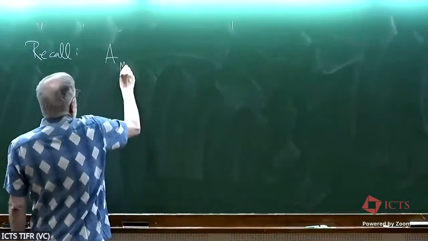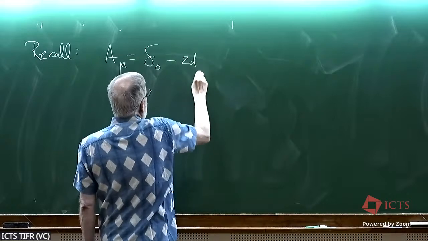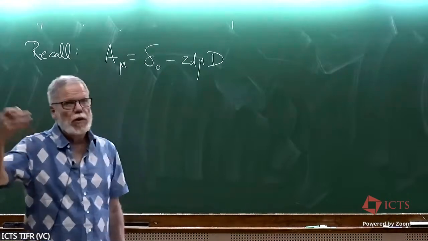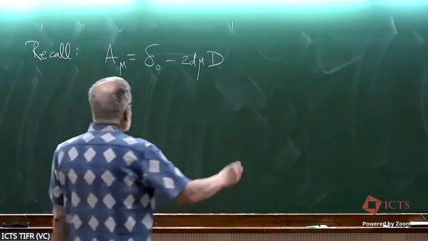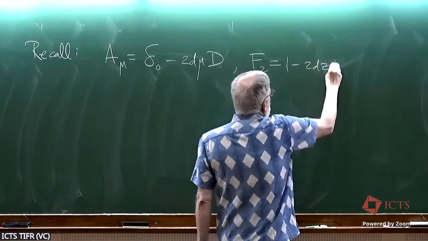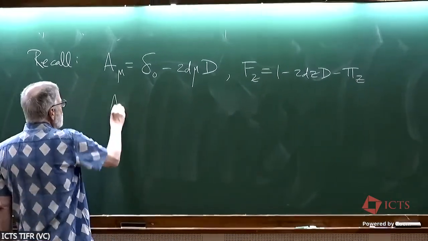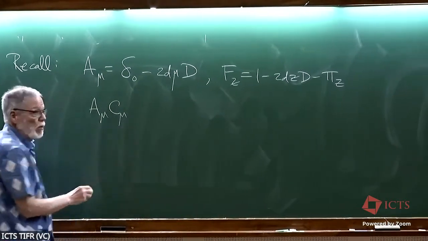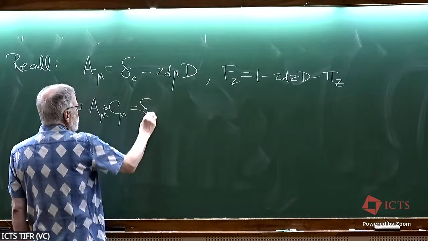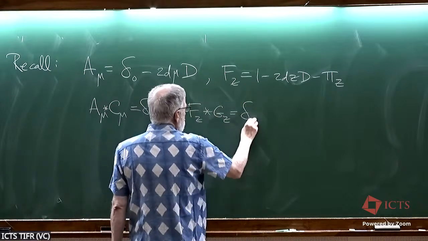So in terms of notation, we had this a_mu, which was given by this formula, the function on Z^d. D is just the transition probability for the simple random walk. And then we had f_z, which is 1 minus 2dz D minus pi_z. And these obey the equations a_mu times c_mu, where c_mu is the simple random walk 2-point function, is delta, and f_z convolved with g_z is also delta.